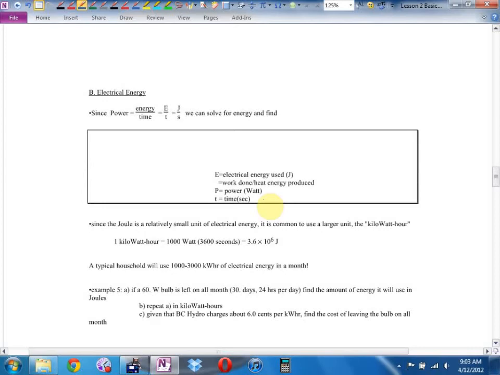Electrical energy. Since power is energy over time, we can solve for energy, and we can find that the amount of energy is equal to power times time, where power is VI or I squared R or V squared over R. If you actually want to find out how many joules of energy an appliance is using, because you're a nerd and you like to know these things, multiply the wattage times how long you've got it turned on for.